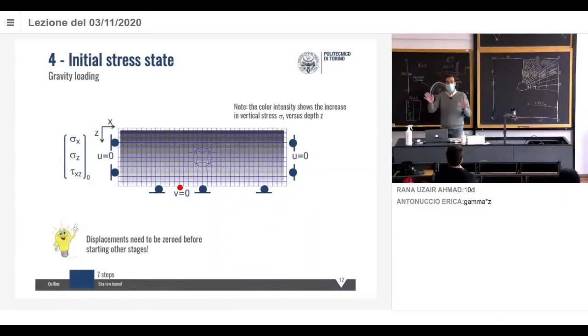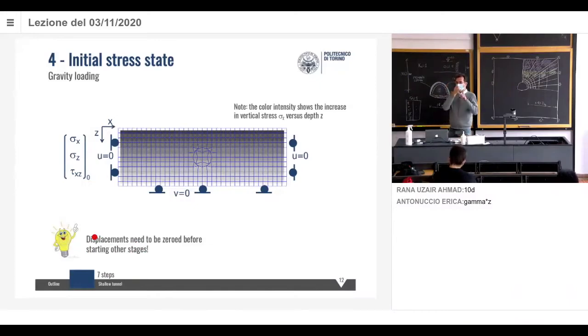Otherwise, we'll get confused, because we will see a displacement going down the tunnel. So we have to get rid of this, and this is what this guy tells us: displacements need to be zeroed before starting other stages. So keep this in mind.